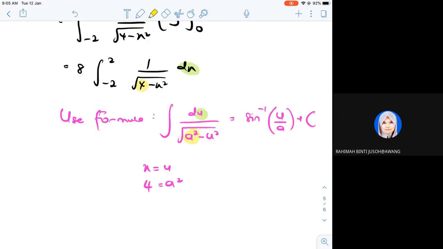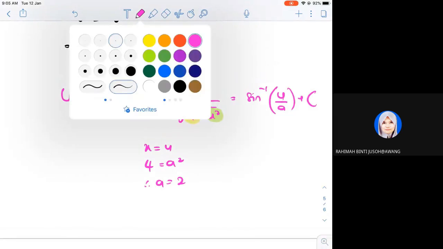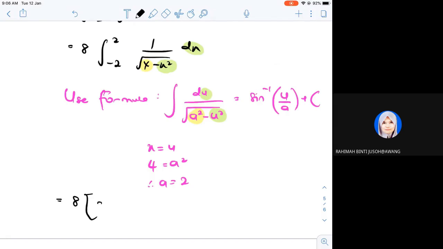Sebab ni, bawah ni x kan? u squared. Faham? 4 adalah a squared. Understand? Okay, so now since 4 equals to a squared, therefore a equals to 2 lah kan? Dah 4 adalah a squared, so a adalah 2. Therefore the integration would be 8, dia akan jadi shift sine, arcsine u over a. So u kita adalah x, so shift sine x over 2 lah.